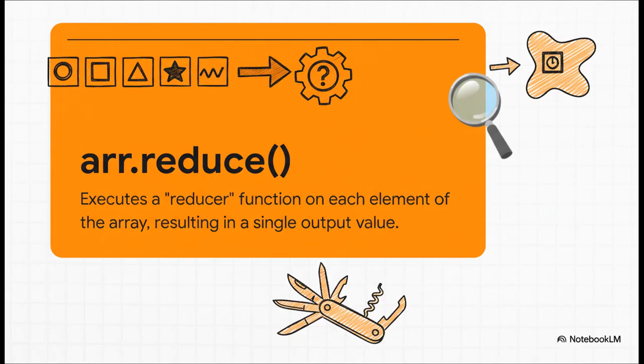And now for the real powerhouse of the group, reduce. Now, this one can feel a little intimidating at first, but its core job is to take a whole array and, well, reduce it down to just one single value. That could be a number, a string, an object, anything. It's the Swiss Army knife of array methods for sure.